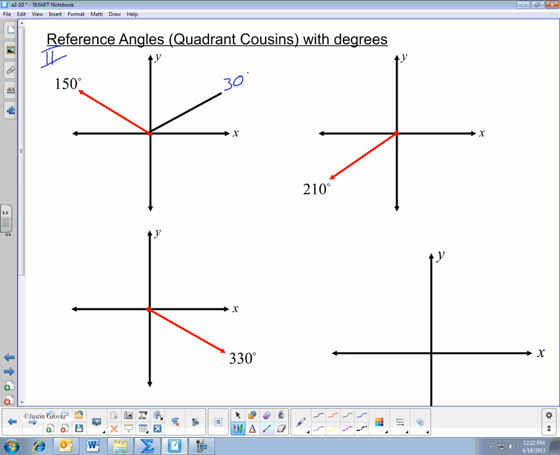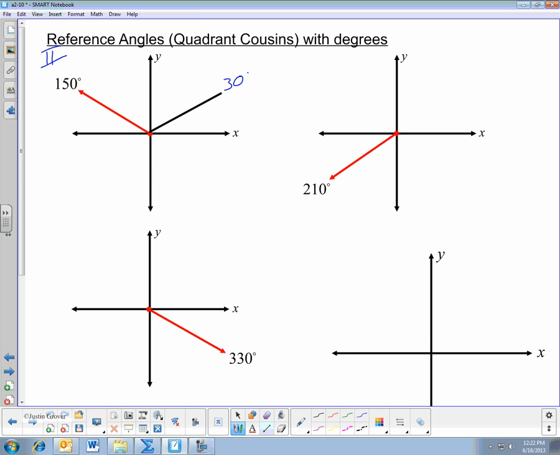And so 2 questions need to be answered. Why are 150 and 30 degrees reference angles? Why are they connected? And why does it matter? Why not just leave it 150 degrees? Why do we even bother to connect it to another quadrant? The answer to both those questions is very similar.